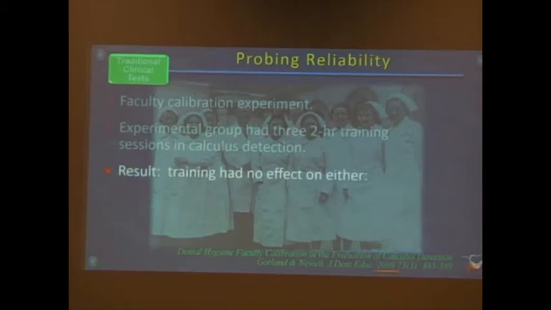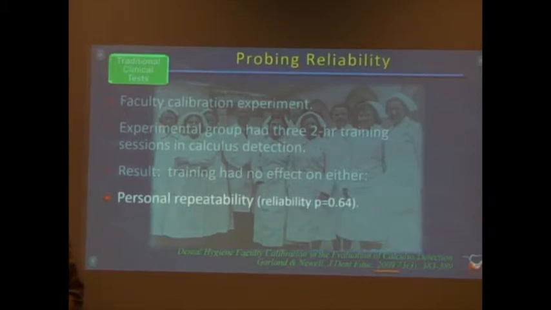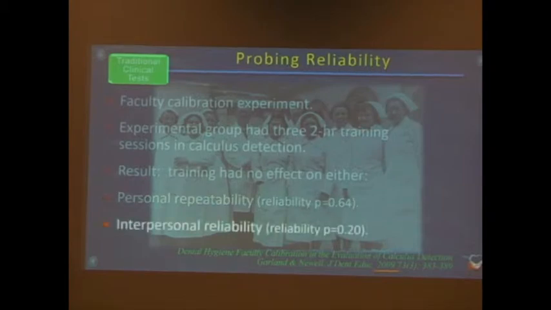The result made no difference. None at all. No effect on what's called personal repeatability. That's the ability of you or I to go into a pocket multiple times and come up with the same measurement. Doesn't happen. And it made no difference on interpersonal reliability. That's you going into a pocket and you going into a pocket and coming up with the same measurement. Doesn't happen. So this notion that you're using some scientific instrument to measure pocket depth is, pardon my French, a crock.